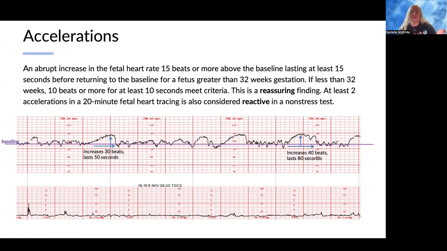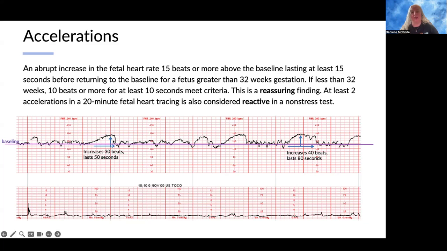If we are doing what's called a non-stress test, where we are just watching the fetal tracing for 20 minutes, we're looking for moderate variability. We're looking for at least 2 accelerations in a 20-minute tracing, and then that would be considered reactive. If we have a baby that's less than 32 weeks, then the criteria for this is going to be 10 beats by 10 seconds.